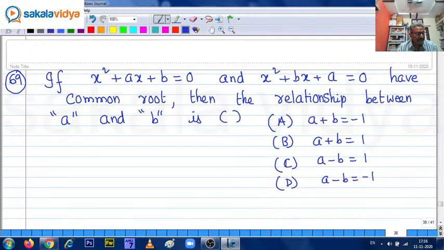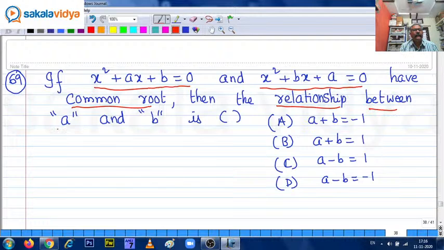Anybody? Make use of the 68th problem to solve this problem. X square plus ax plus b is equal to 0, x square plus bx plus a is equal to 0 have a common root. Then the relationship between a and b we need to find out. So first we need to find out the common root.